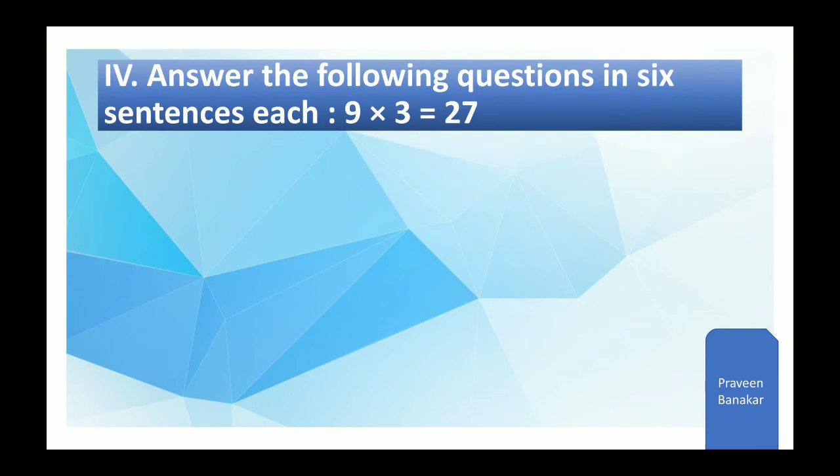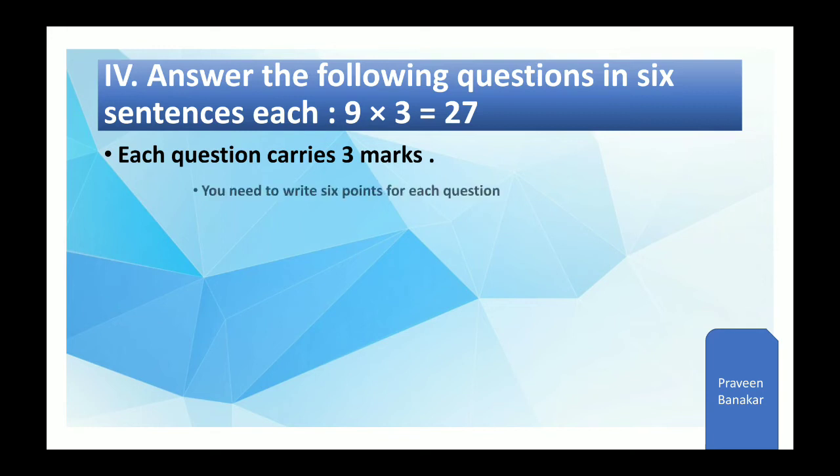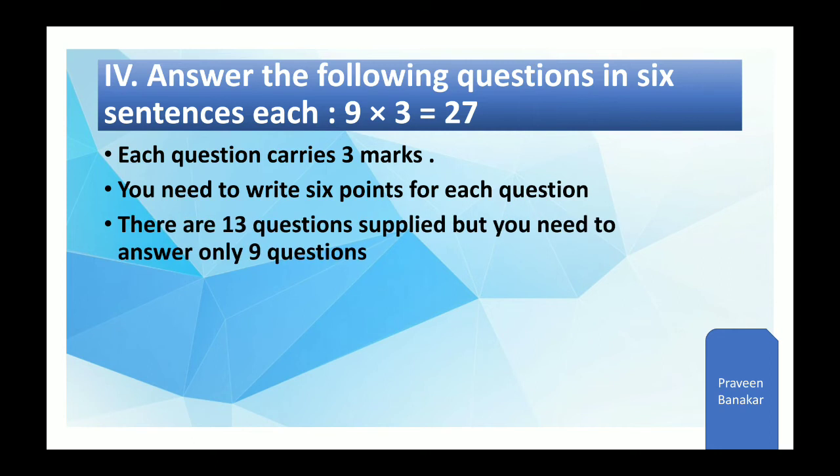Next main, fourth main, answer the following questions in 6 sentences each. So here, each question carries 3 marks. You need to write 6 points for each question. There are 13 questions supplied to you, but you need to write the answer only for 9 questions. There are some extra questions as well. You can choose any 9 questions out of 13 questions.